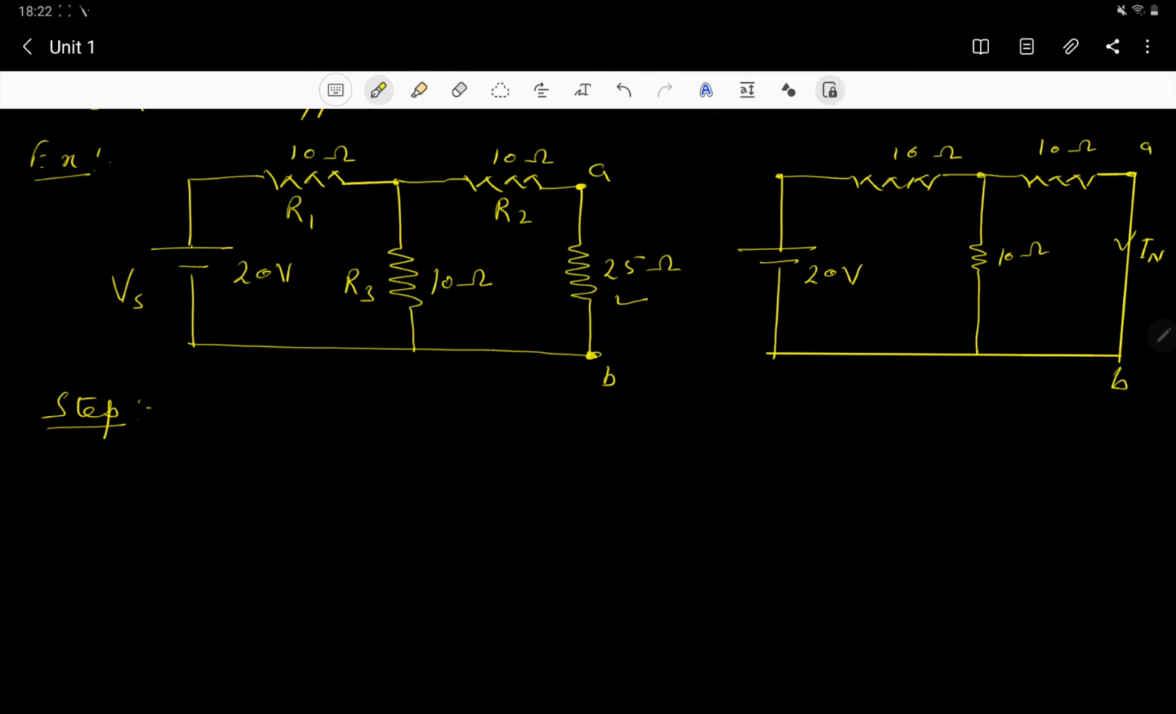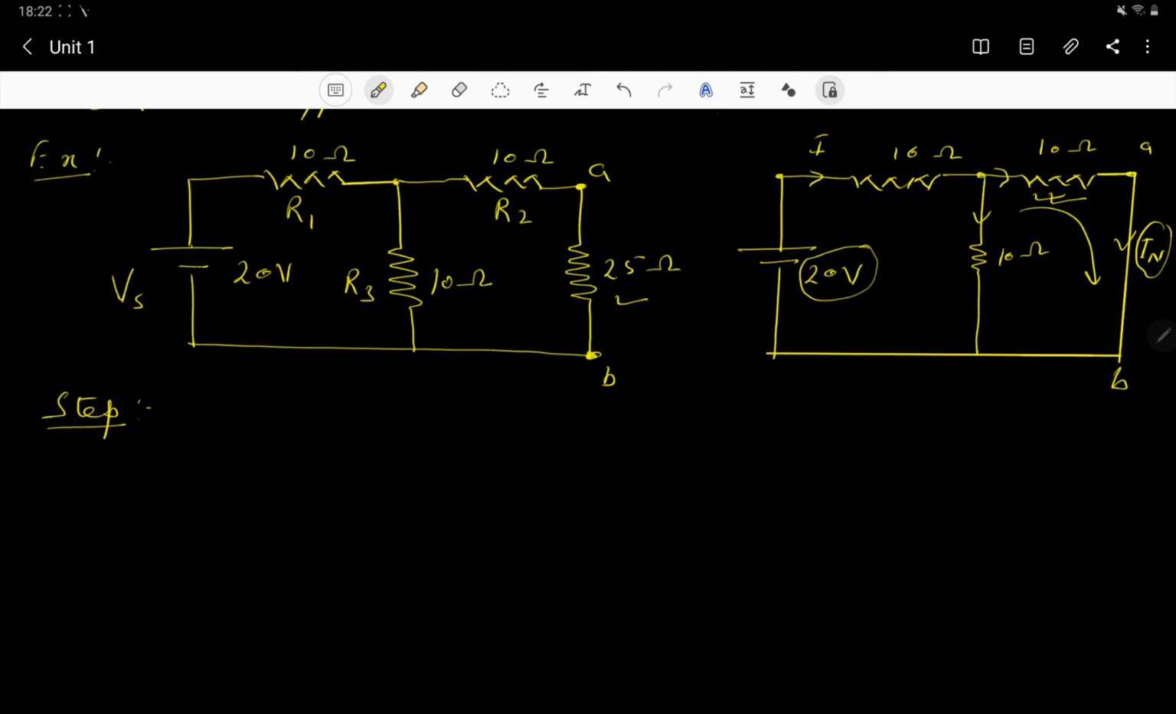So how are we going to find out the current IN? Now you can see that this is the total voltage given over here, these are the resistances. So the current I which will come from here will divide into these two branches. By using the current division method, we can calculate the current in this branch, and the current coming in this branch will be your IN.